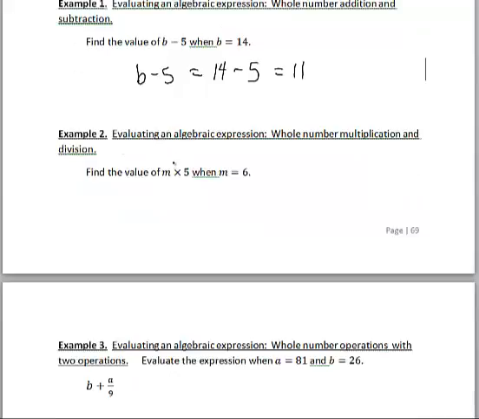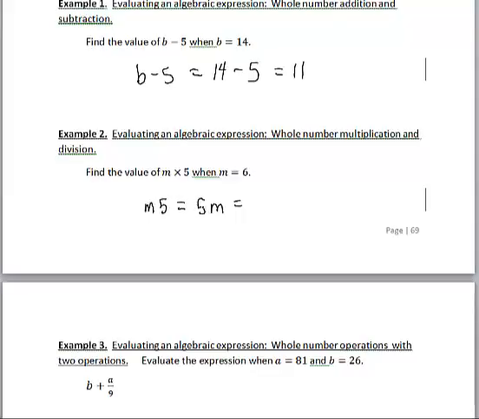Okay, example 2. Here we have a variable multiplied by 5. Likewise, we could write m5, or we can write 5m, as we talked about in chapter 8. Okay, a lot of different ways you can express multiplication, but we are told that m equals 6.